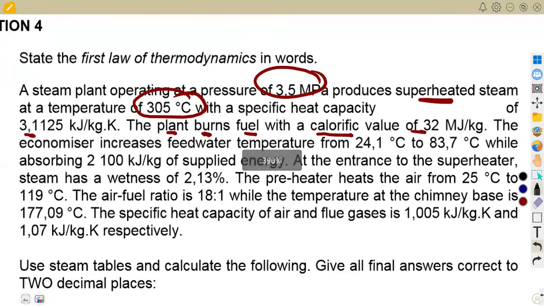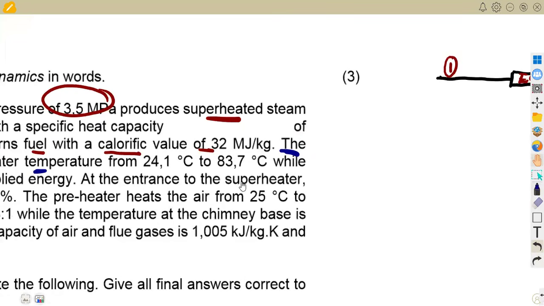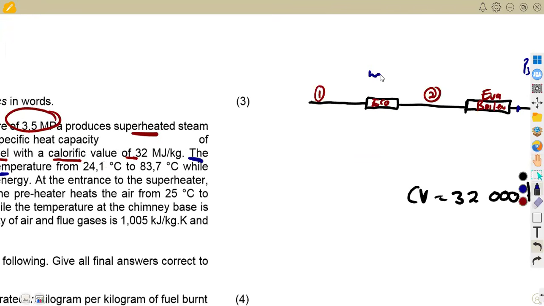All right. What else? Then they are talking about the economizer there. The economizer increases, it means you increase from a certain temperature to a certain temperature. What is being increased? The feed water temperature, from this temperature to this temperature. This is happening on the economizer. It is the feed water. So meaning to say the part of the economizer here, we are talking about the water that we have here.